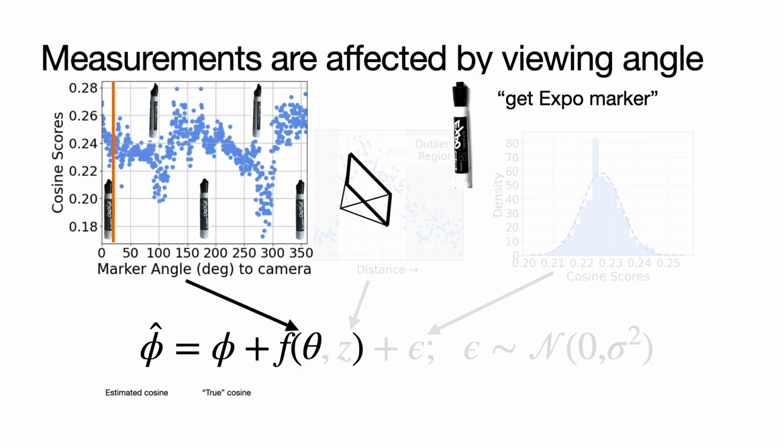To demonstrate, we conduct an experiment where a fixed camera views an expo marker on a turntable and show the cosine score with respect to the task get expo marker. Here we observe a near sinusoidal pattern in cosine score as the marker rotates.